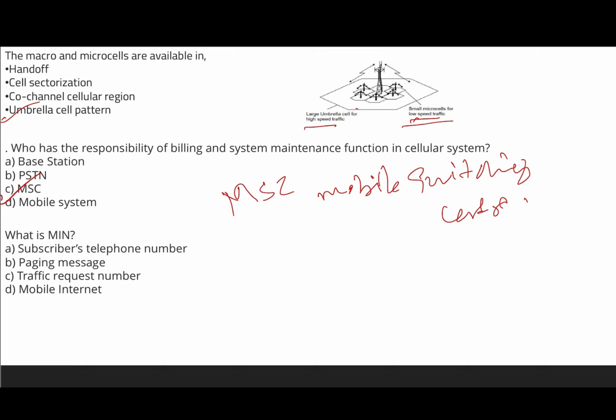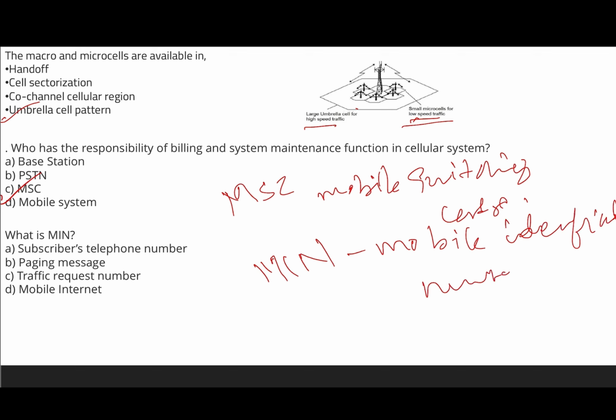What is MIN? Option A, subscriber's telephone number. Option B, paging message. Option C, traffic request number. Option D, mobile internet. MIN means mobile identification number. It is actually a 10-digit unique number which is used in cellular networks during call setup, authentication, and registration. It is actually the subscriber's telephone number.